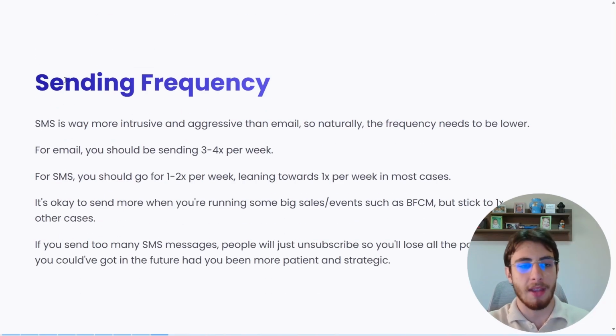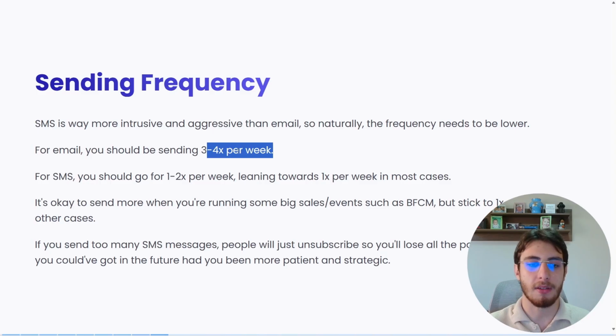So, sending frequency. SMS is way more intrusive and aggressive than email. So naturally, the frequency needs to be lower. For email, we've seen the numbers are way lower for open rate, click rate, and all of that stuff. But we also have a way smaller unsubscribe rate, obviously. So our frequency could be 3 to 4 times per week. So we're going to get lower open rates, lower click rates, and lower unsubscribe rates, but we're going to send it way more times per week.